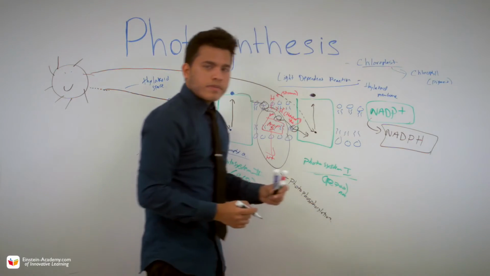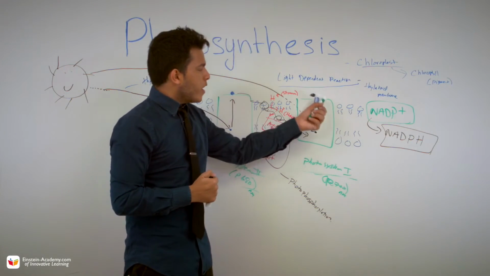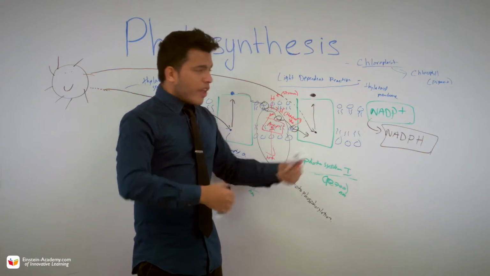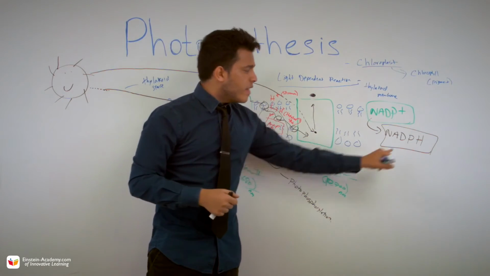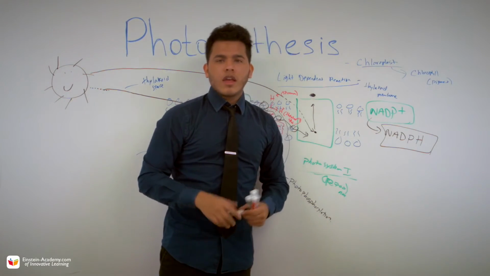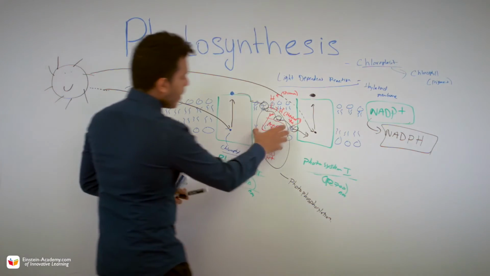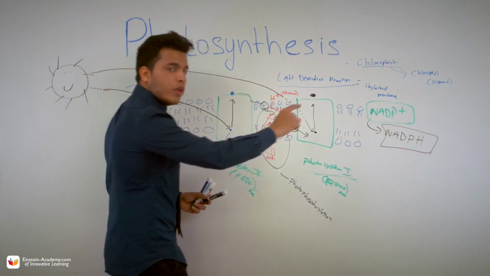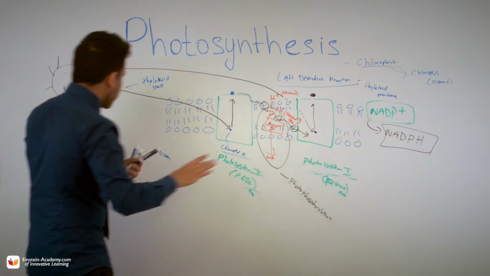Pretty cool. Once again, NADP+ will pick up this excited chlorophyll A electron. It's going to travel down to the NADP+, pick it up, and then get reduced to NADPH. So, what do we make basically? We made ATP and we made NADPH. ATP and NADPH. Let's write that down right now.